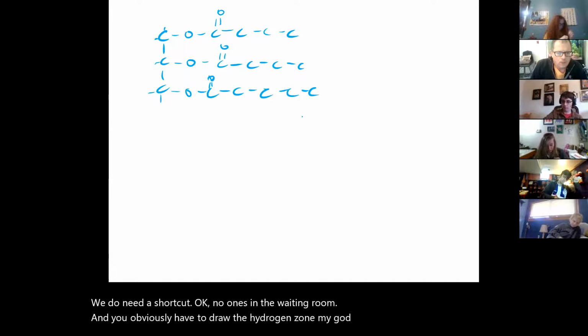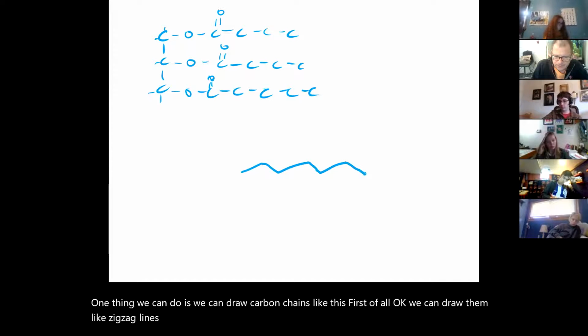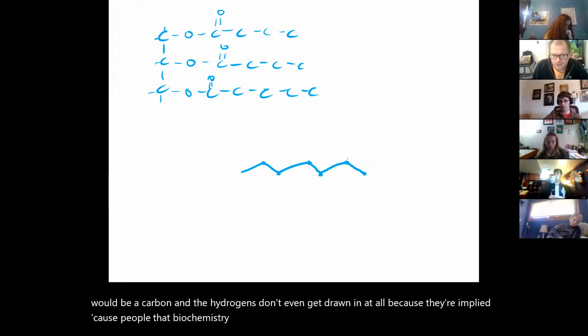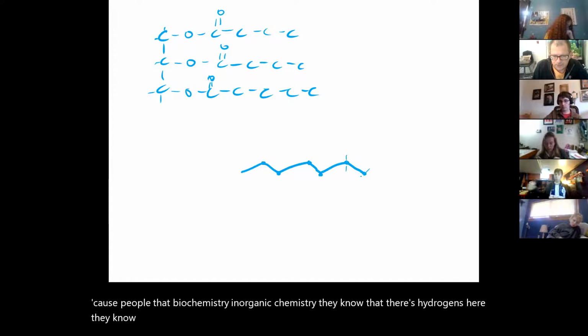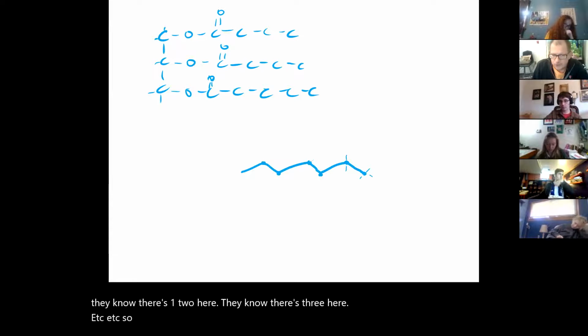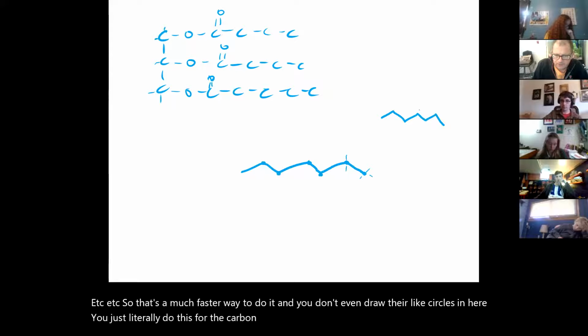Okay, so one thing we can do is draw carbon chains like zigzag lines. Each corner, like this would be a carbon, this would be a carbon, this would be a carbon. And the hydrogens don't even get drawn in at all because they're implied. People that know biochemistry and organic chemistry know that there's hydrogens here. They know there's 1, 2 here, they know there's 3 here, et cetera. So that's a much faster way to do it. And you don't even draw the circles in here. You just literally do this for the carbon chain. So this would be 1, 2, 3, 4, 5, 6, 7. This would be heptane right here.